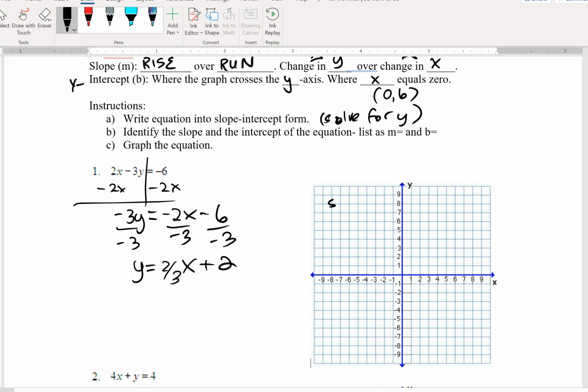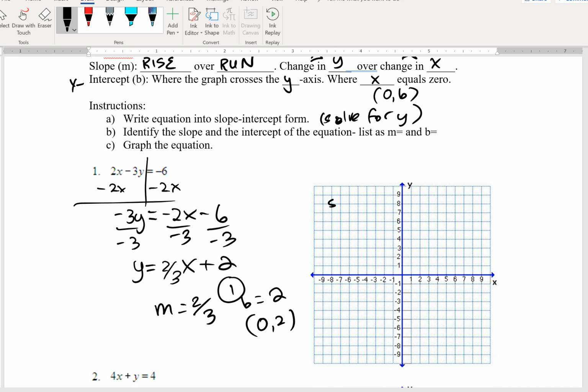From that, can you identify m equals? M equals what? The 2 over 3 is now positive because the negative over negative is positive. And the b is now what? I'm fine with that. I would encourage you to know what point that means. Because this is, remember, where we start, right? So what point is that if b is 2? 0, 2. Plot a point at 0, 2.